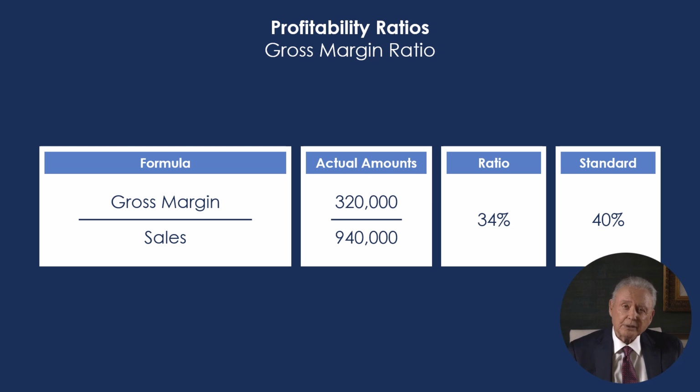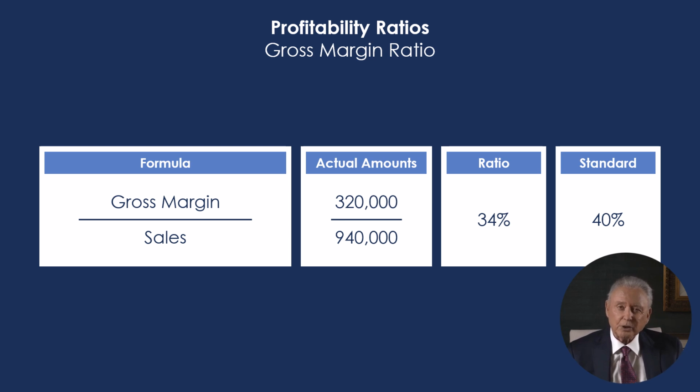Gross margin, $320,000. Sales, $940,000. Gross margin percentage, 34%. The standard for clothing wholesalers in the U.S. is 40%. That means our gross margin is 6% below standard. The budgeted gross margin on $940,000 in sales is $376,000. That's $940,000 times 40%. That means we are $56,000 below budget, right at the top line. Now, calculating the ratio does not solve the problem, but it alerts us to a problem.